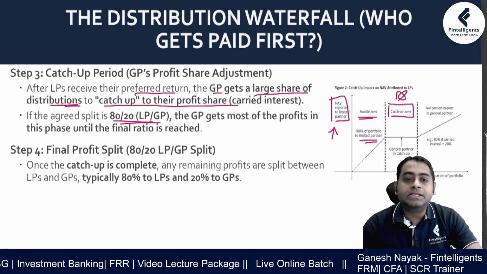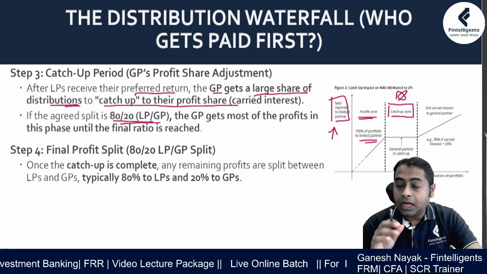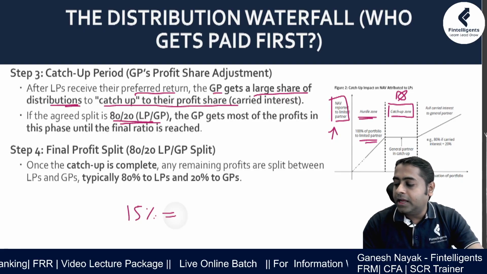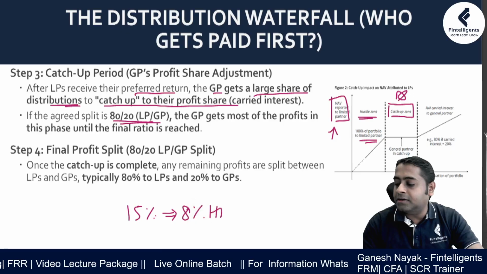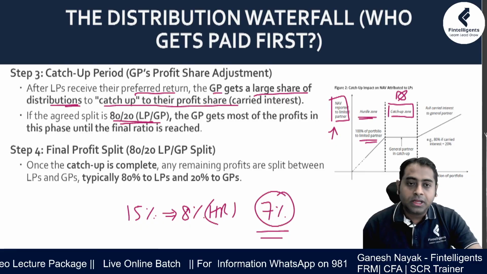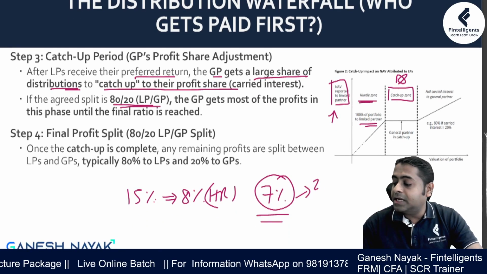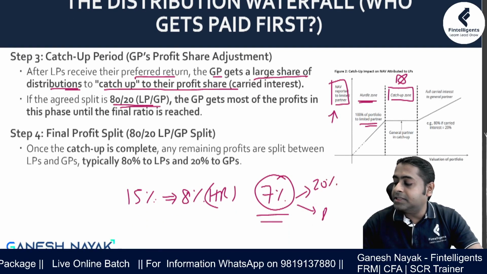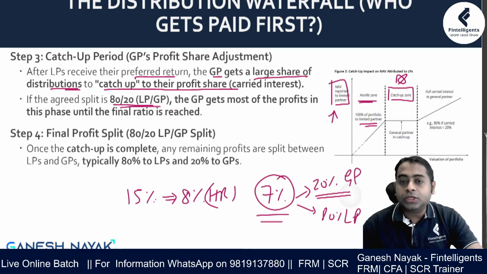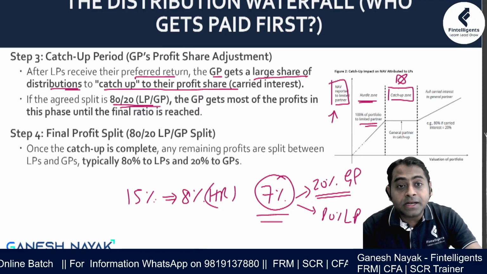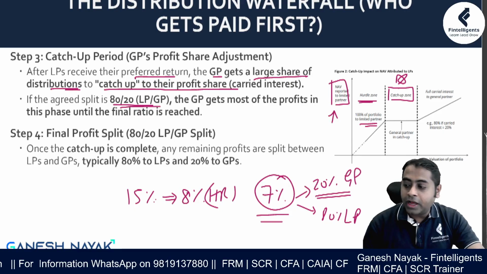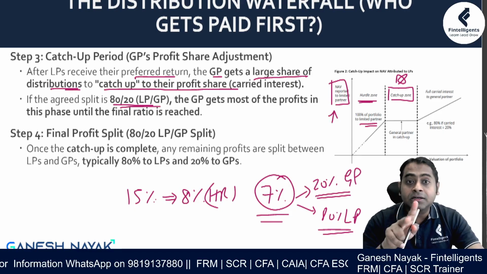GP gets most. What is happening out of that extra profit? Suppose you have earned 15% and you have already paid 8% as the hurdle rate, now you have 7% extra profit. Now ideally 20% of this and 80% of this should be the split, correct, between GP and LP? Now this 20%, am I going to pay it first or later on? Or am I going to pay the 80% first? That is the discussion happening.